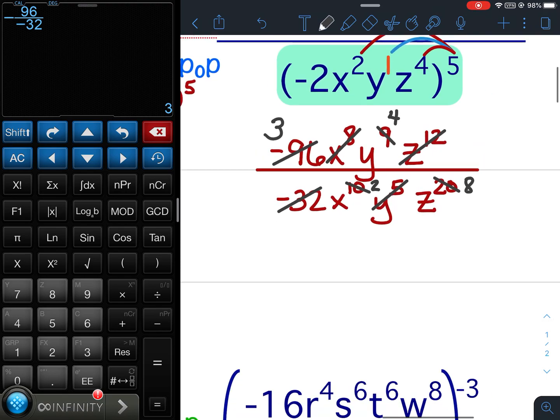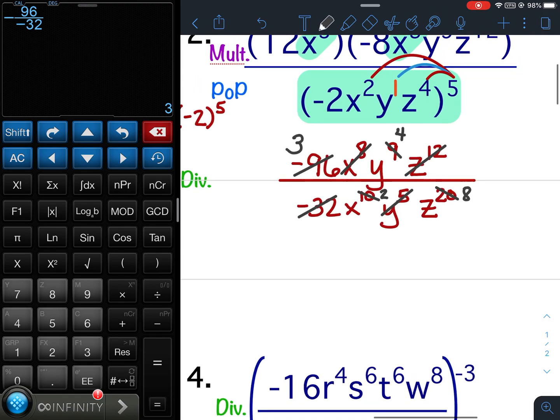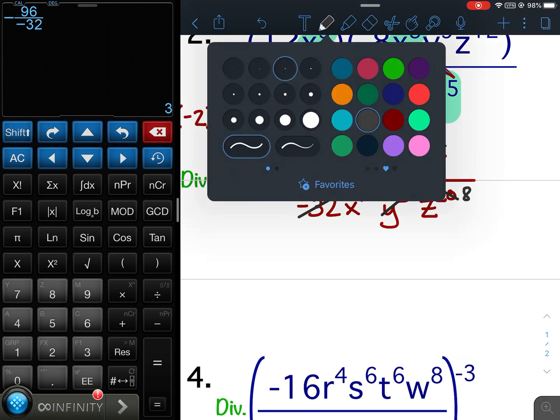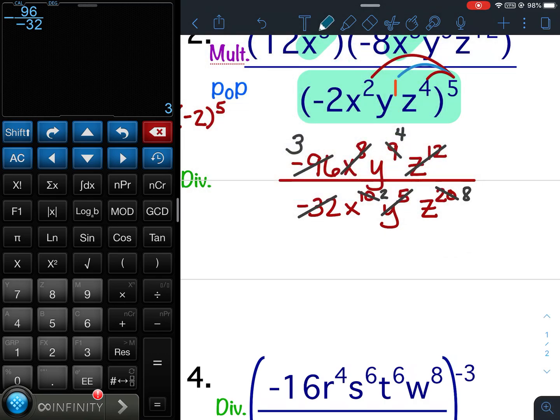All right, now that we've divided, whatever is in the numerator will stay in the numerator. Whatever is in the denominator will stay in the denominator. So I'm going to write my final answer. All right, so in the numerator, I have 3y to the 4th. And in the denominator, I have x squared and z to the 8th.